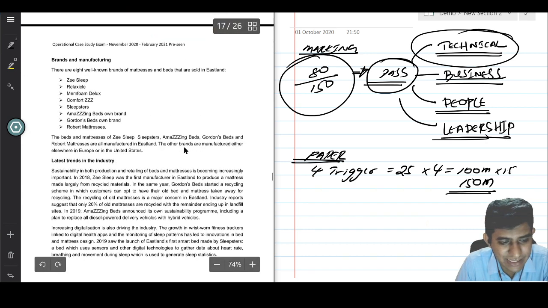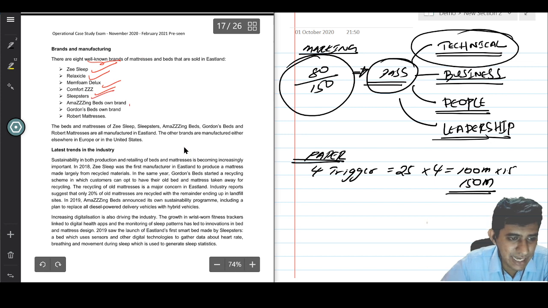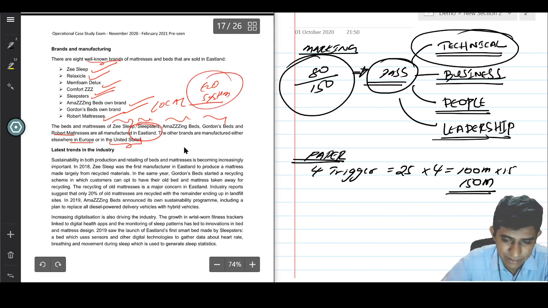And the brands and the manufacturing items are given. So there are 8 well-known brands of mattress sold in Eastland: Z Sleep, Relaxi, Mimfoam Deluxe, Comfort ZZ, Sleepster, Amazing Bed, Gordon's own bed, and Robert Mattress. Z Sleep, Sleepster, Amazing Bed, Gordon Bed and Robert Mattress are manufactured in the Eastland. These are the local products, and the others are manufactured elsewhere in Europe and the United States. So students, an ecosystem can be developed by the local players where they can prevent the international players coming into the picture. So that is one possibility I can generally say.